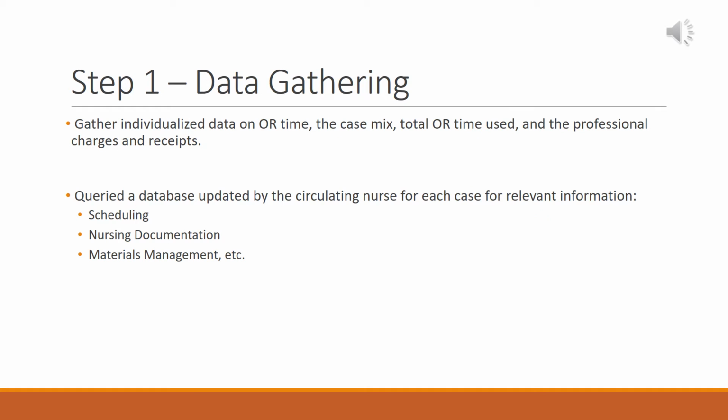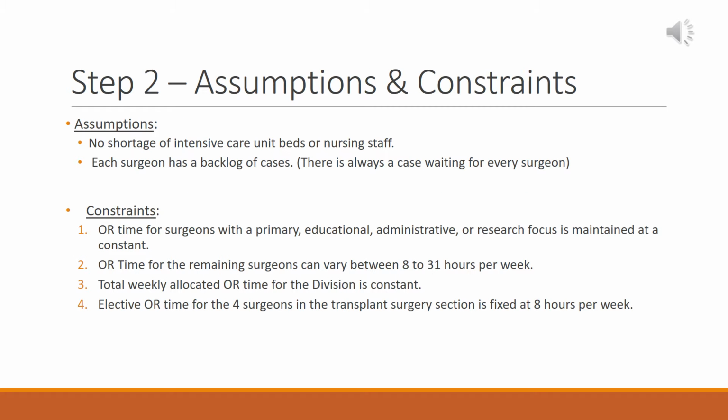In order to start formulating an LP, individualized data had to be gathered on operating room time, the case mix, total OR time used, and the professional charges and receipts. In the study, researchers queried databases for all relevant information. The next step to formulating the LP was to determine the assumptions and constraints that would be made. It is quite difficult to model every single aspect of the situation, therefore certain reasonable assumptions had to be made.